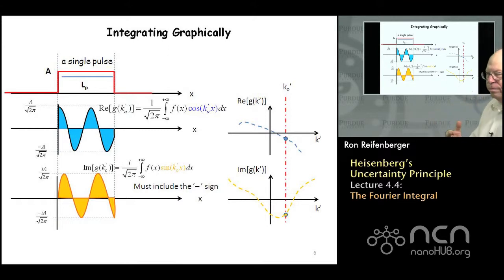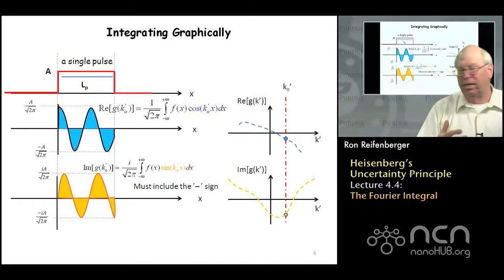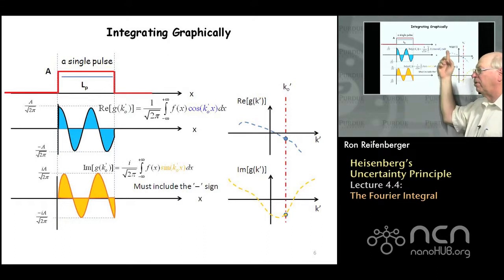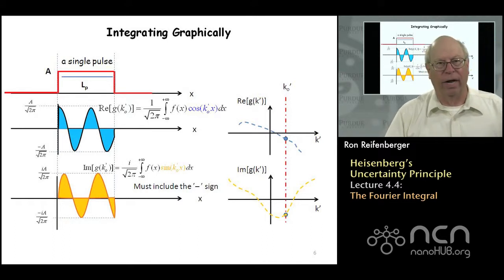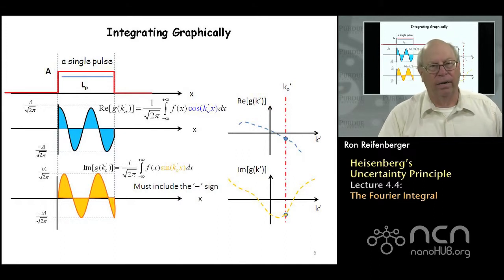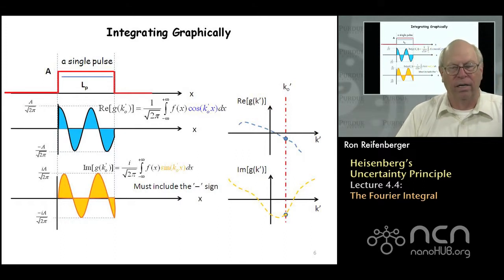So what you have to do to evaluate these Fourier integrals is basically do this type of analysis for every possible value of k prime. If you do that, then you would get some sort of curve that looked like this. For the imaginary part, you would get some other curve that happens to look like this for the real part. These dashed lines are just schematic to indicate that different values of k prime could produce either positive or negative values for the real or imaginary part of that Fourier integral. So graphically, that's what the Fourier integral is actually doing.